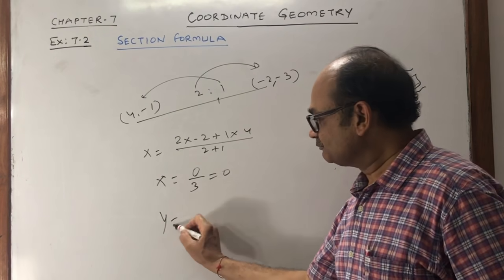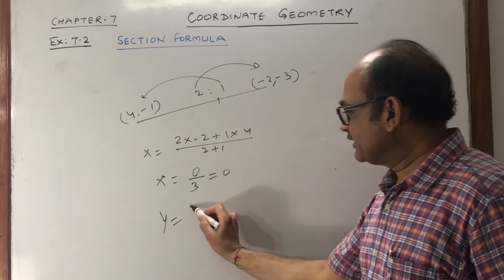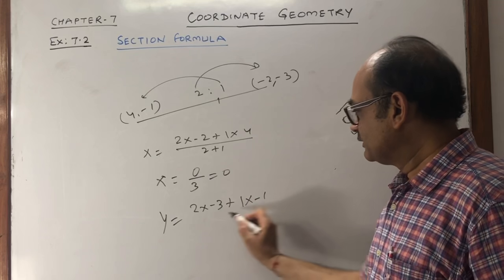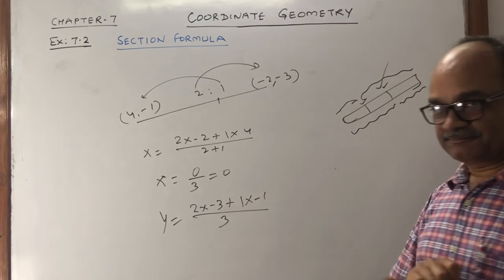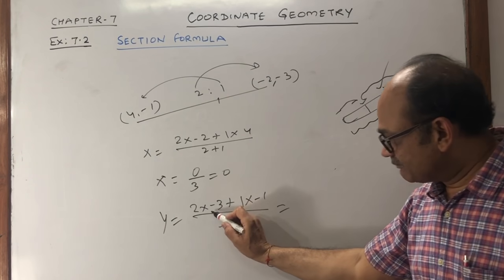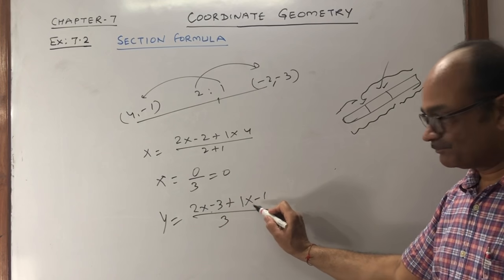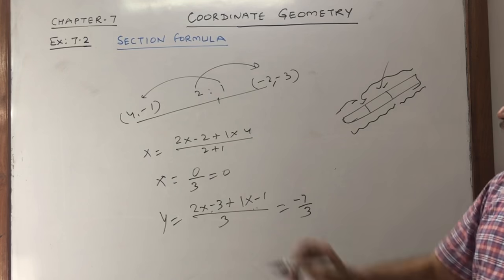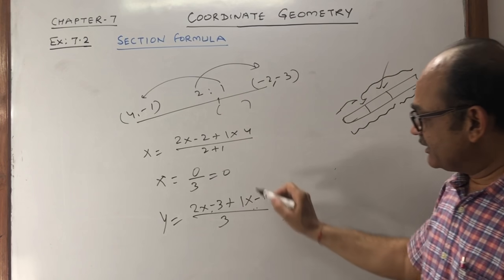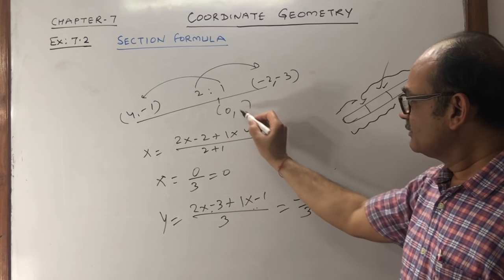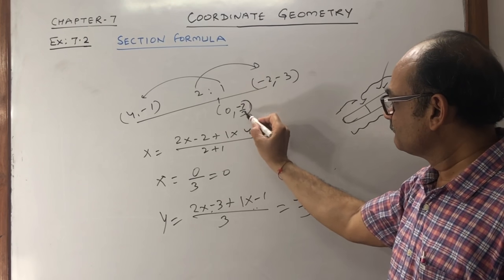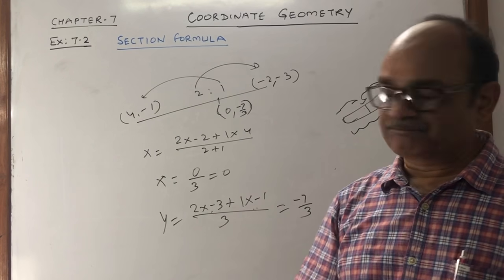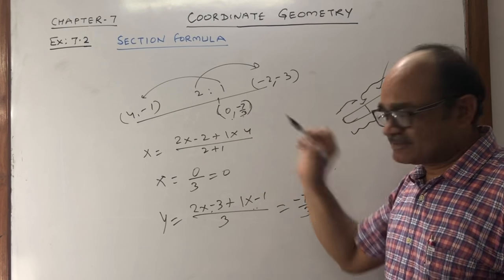Y equals to 2 into -3 plus 1 into -1 divided by 3. This will be nothing but -6 and -1, -7 by 3. So what about this coordinate? Now this coordinate is in your hand, 0, -7 by 3. Easy. We have two methods. Now we have 0, -7 by 3.